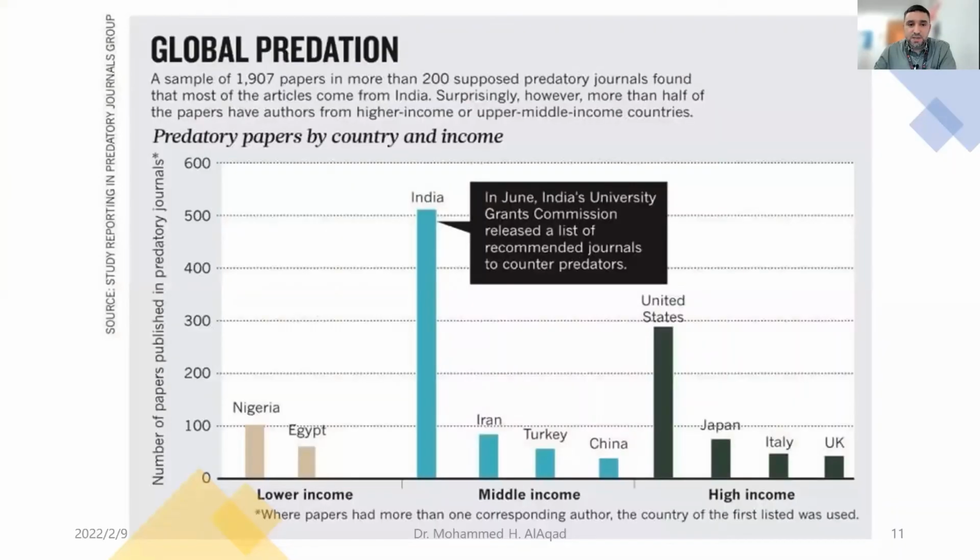Here we have a global analysis of a sample of 1,900 papers in more than 200 supposed predatory journals, which found that most of the articles come from India. So here, if we look, most of the predatory journals actually came from India. Most of them come from India.